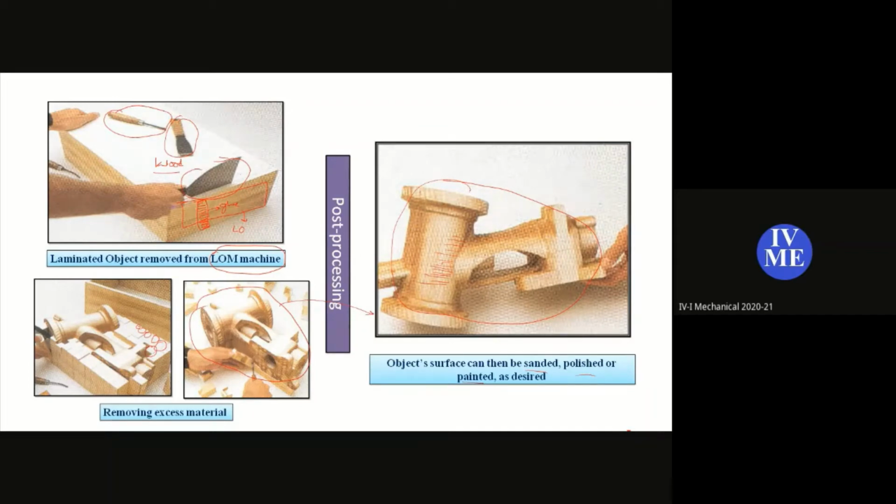There are three steps involved in the process. The first one is pre-processing, that is the 3D CAD data file and LOM slice software. The second one is building of the material, and the third one is post processing.